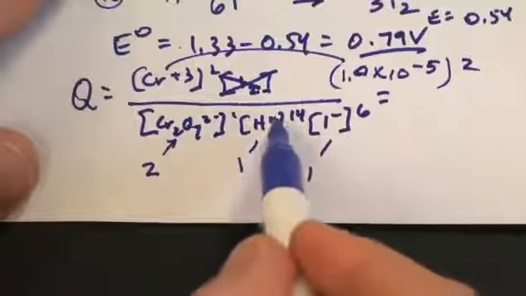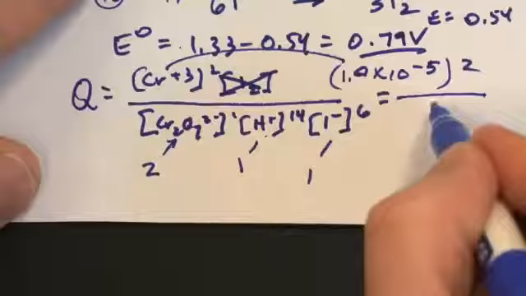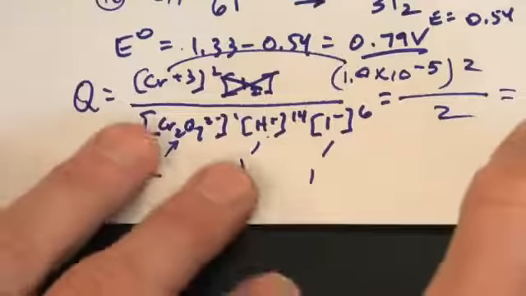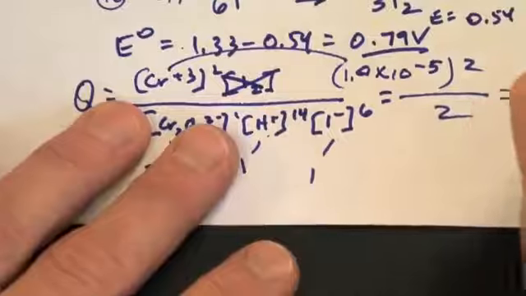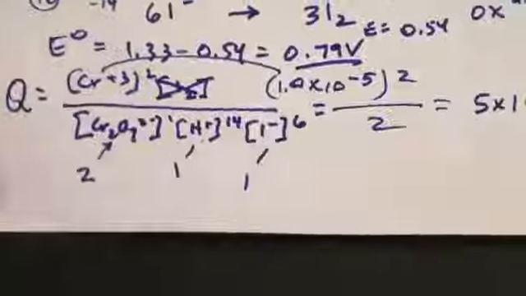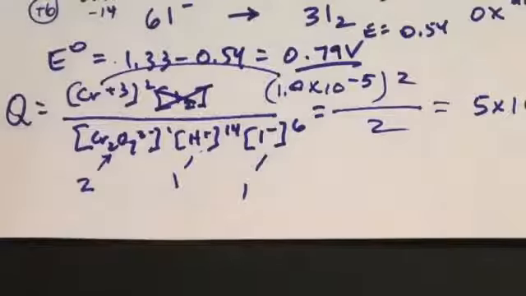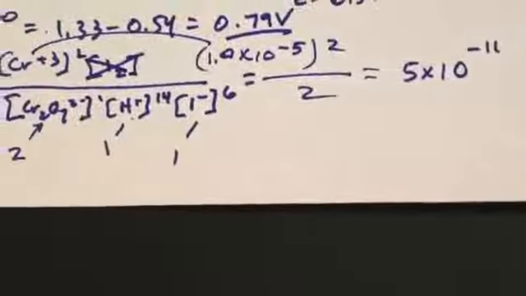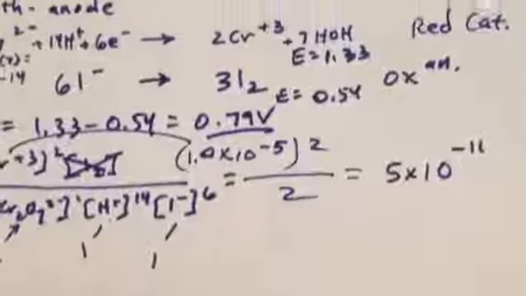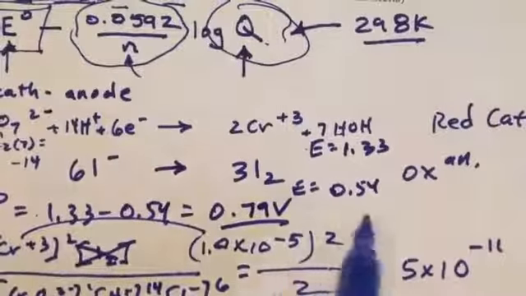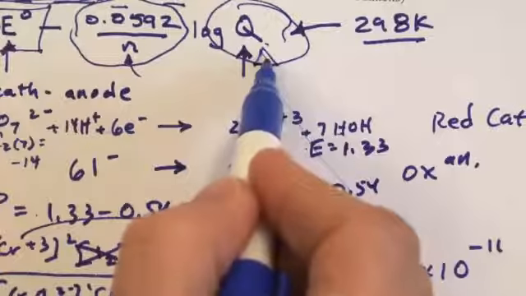So this is easy. 2 times 1 times 1 goes on the bottom, so 2 goes on the bottom. Square this, divide by 2, and we end up with a Q equal to 5 times 10 to the negative 11th. So that's our Q for this reaction. And then we take that number now, and we're going to put it into the actual Nernst equation up here. So we'll take 5 times 10 to the negative 11th and plunk it in for Q.